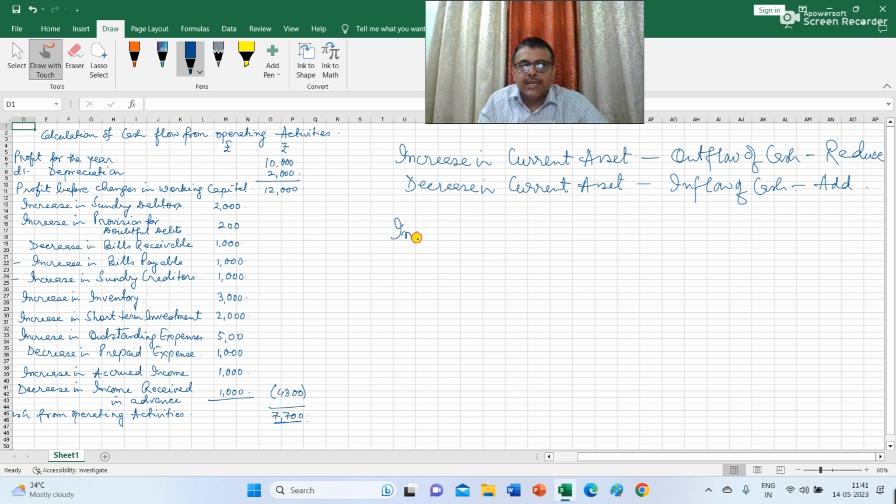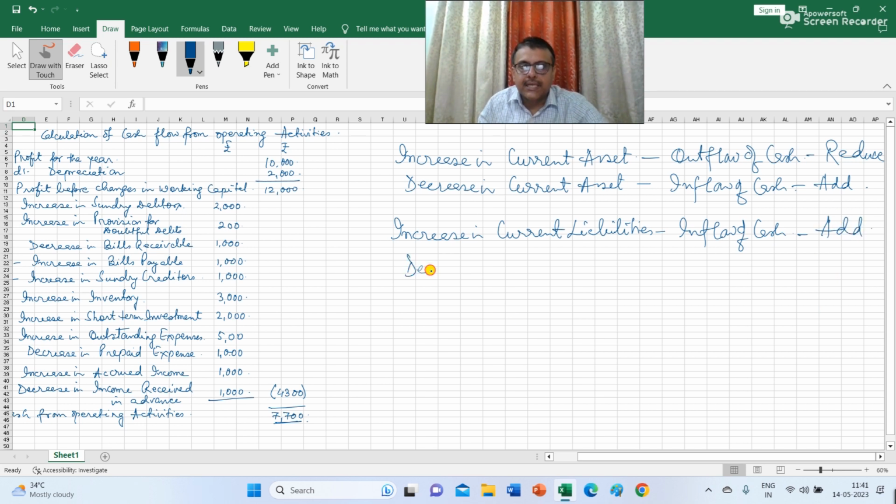Similarly, if there is an increase in current liability, it means there is an inflow of cash, because your creditor has increased. It means you have not paid to your creditor. So it is equivalent to inflow of cash, and you have to add the difference.